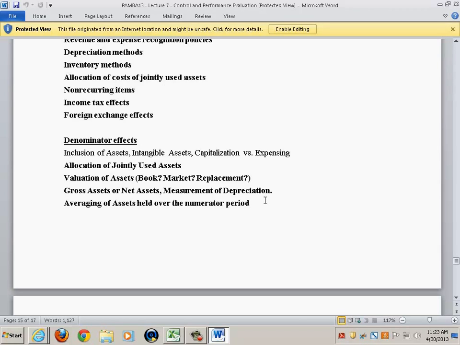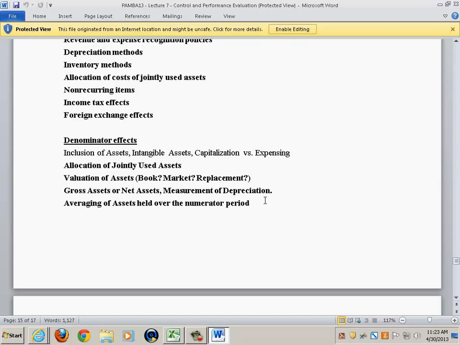Do we include intangible assets? Do we include only tangible assets? But what if intangible assets are important? If we want to be comprehensive, we have to include them. How do we include them? What kind of intangible assets do we include, and how do we measure them? By no means an easy issue.